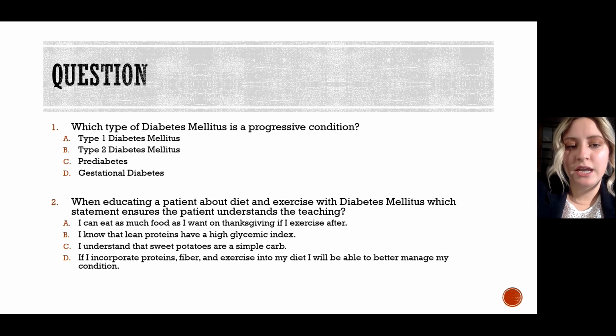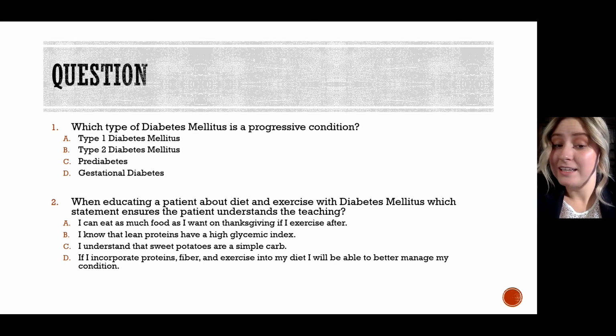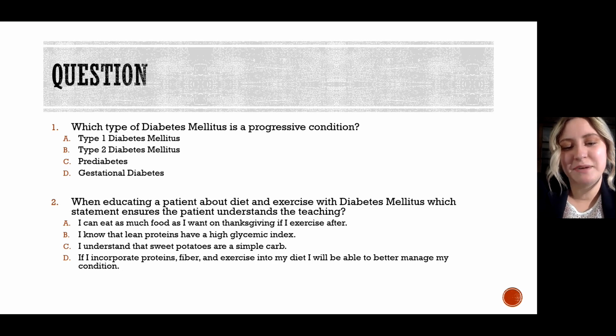Number 2, when educating a patient about diet and exercise with diabetes mellitus, which statement ensures the patient understood the teaching? It's about to be Thanksgiving, so I did throw in a silly one. It's not A. It's not B. And it's not C. So it is D. If I incorporate proteins, fiber, and exercise into my diet, I will be able to better manage my condition.